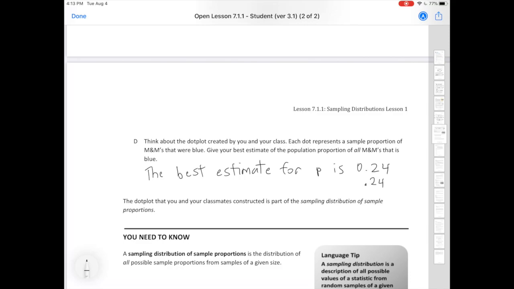The dot plot that we constructed is part of what we call the sampling distribution. If we were to do this forever and keep getting a sample of 25 M&Ms, over and over and over, then we would get more and more dots in our picture, and we would be constructing what's called a sampling distribution of sample proportions.